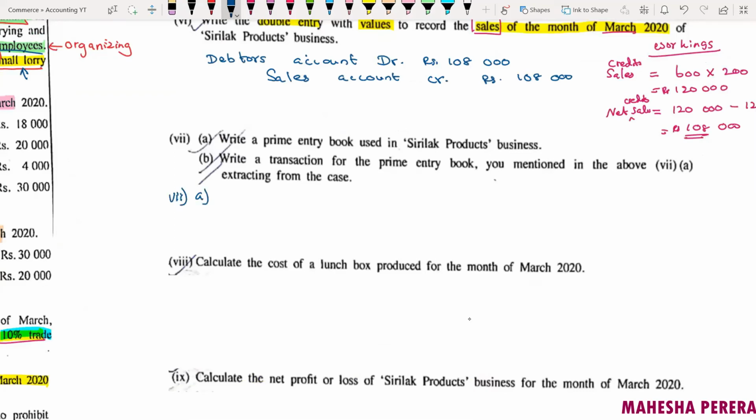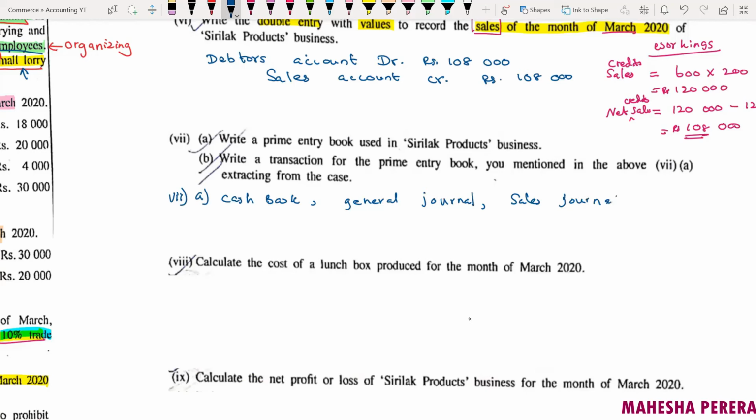In the exam, writing one book is enough. Don't write any doubtful books. If you feel doubtful with your answer, don't write it. Write a straight, very good, obvious answer, so that is actually the cash book. Anyhow, I'll write the others also. General journal and sales journal.